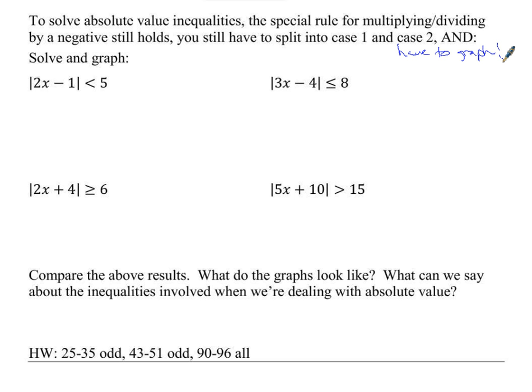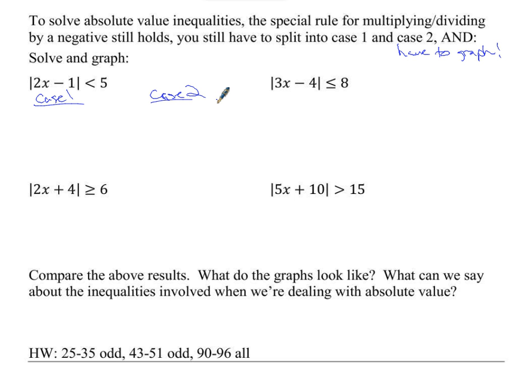All right, solve and graph. Remember, we have to isolate the absolute value symbol first. All 4 of these are already isolated, but if there was some other stuff attached to the absolute value, we'd have to work through it like we did last time. So we're ready to split into case 1 and case 2. Case 1 and case 2.